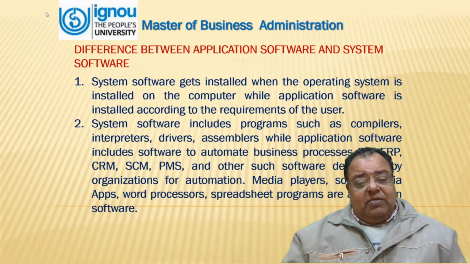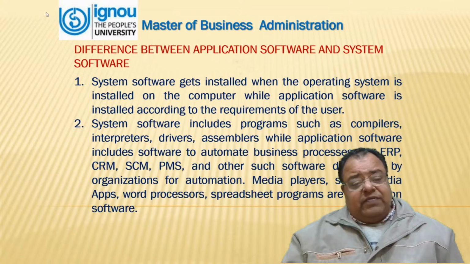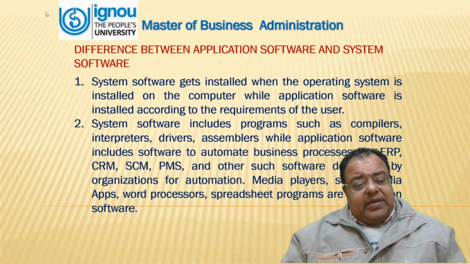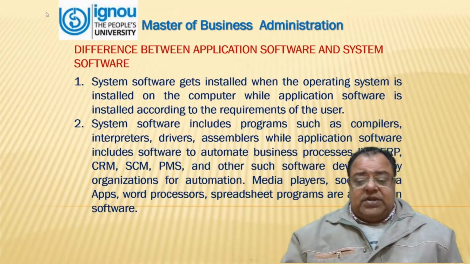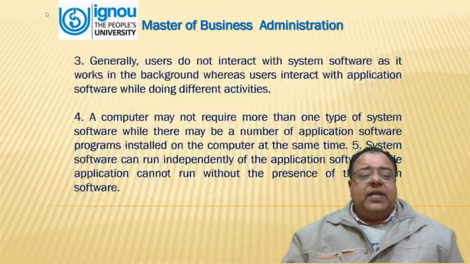System software includes programs such as compilers, interpreters, drivers, assemblers, while application software includes software to automate business processes like ERP, CRM, SCM, PMS, and other such software developed by organizations for automation. Media players, social media apps, word processors, spreadsheet programs are application software.